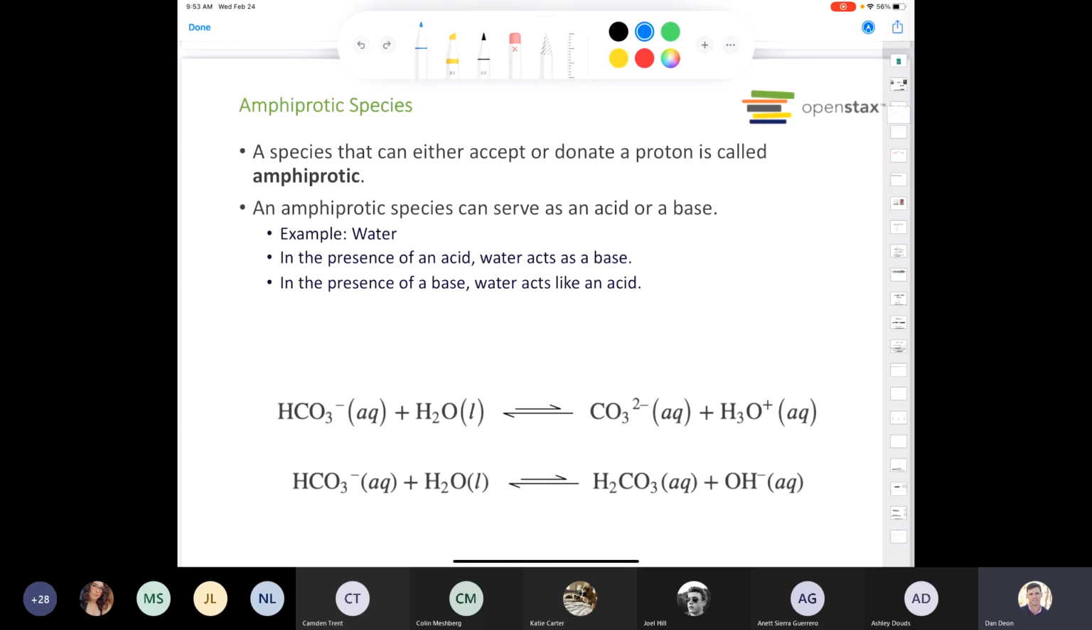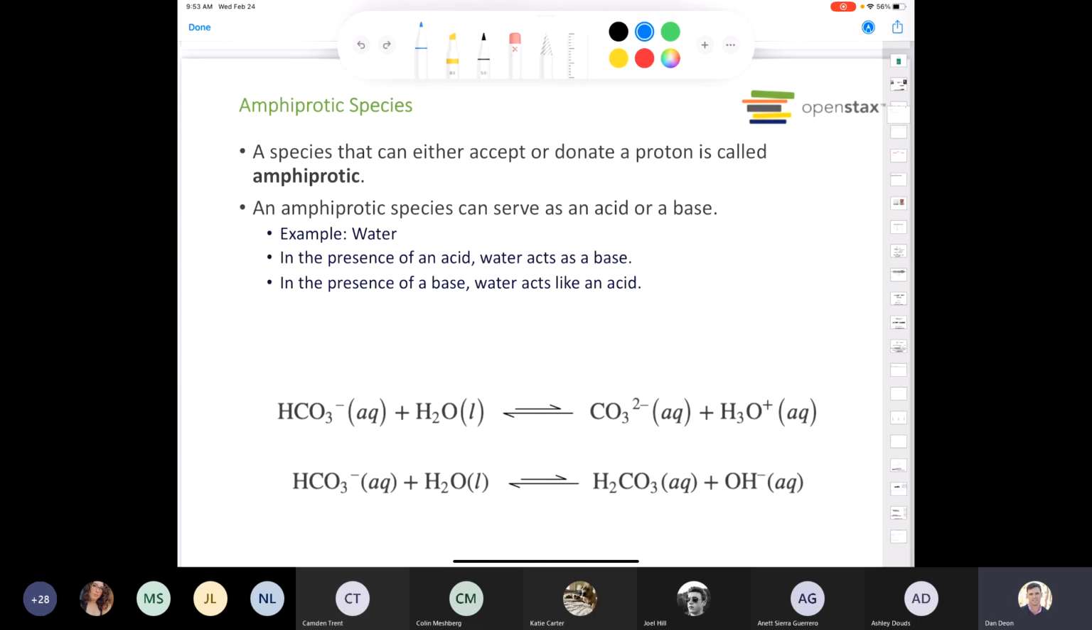Let's talk about what an amphiprotic species is. If you read the chapter, which I hope you all did before you came to class, you saw this definition of an amphiprotic compound. An amphiprotic compound is just a compound that can either accept or donate a proton. You think of an amphibian, right? It's a creature that can live above water and in water as well. And so amphiprotic means it can behave as a proton donor or a proton acceptor.